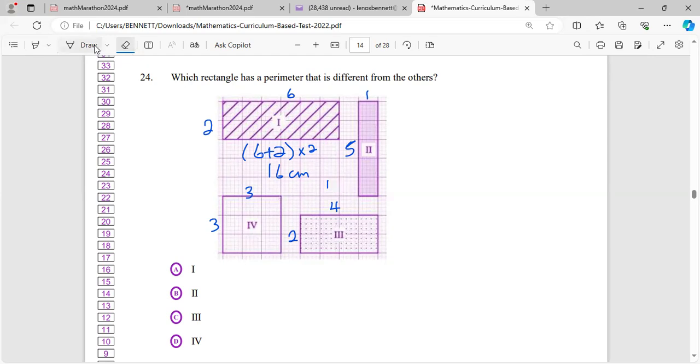For the third, it would be 4 by 2, which is 8. And 8 by 2, no, I keep multiplying, sir. It's 4 plus 2 is 6, times 2 is 12. I agree. And for the third, since it's a square, all you have to do is multiply side by side, and that would give you a perimeter of 9 centimeters.